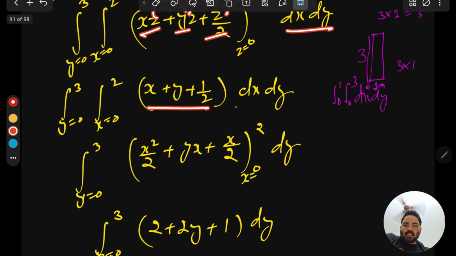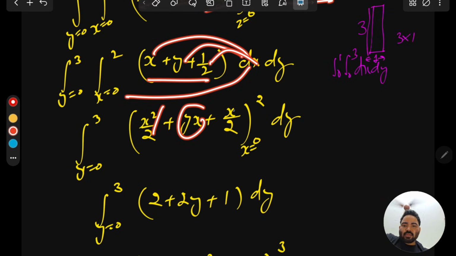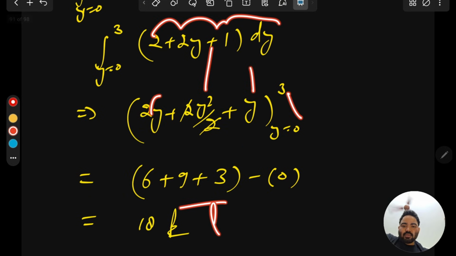Now here you have to integrate with respect to x first. So now y and the others are constant, so x integration is x square upon 2, y becomes yx, because y is constant, and here 1 by 2 x, so you can say x by 2. Now just put the x limit, where x is present, so this will give you 4 by 2 means 2, 2x 2y, and this 2 by 2 means 1, and 0 will give you 0. So I'm not going to write again. Now with respect to y, this will give you 2y, y square upon 2, y, just put the upper limit minus lower limit.